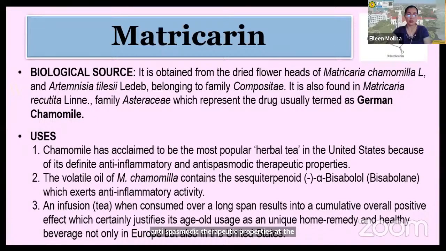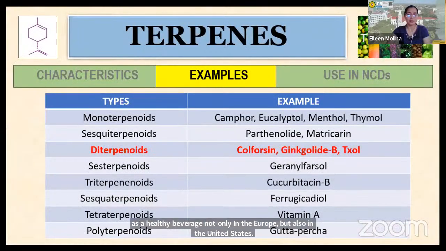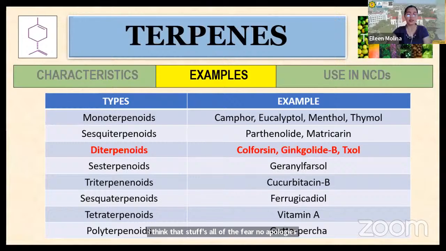The infusion or the tea, when consumed over a long span, will result in a cumulative overall positive effect, which certainly justifies its age-old usage as a unique home remedy, and as a healthy beverage, not only in Europe but also in the United States. Other terpenes, in the group of terpenes, we have colchicine and ginkgolide, and we also have, I think that's Taxol over there, apologies.